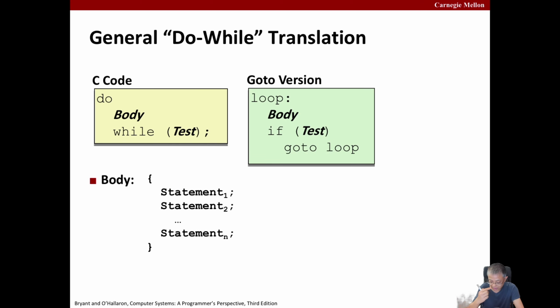Here is the general do while translation. You have the keywords do and while, then the body of the loop and the condition. To convert this, we set a label to mark the whole structure. Then there is the body. After the body, we test for the condition. If it's true, we go back to the loop.